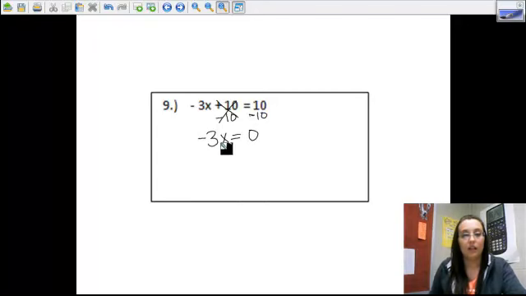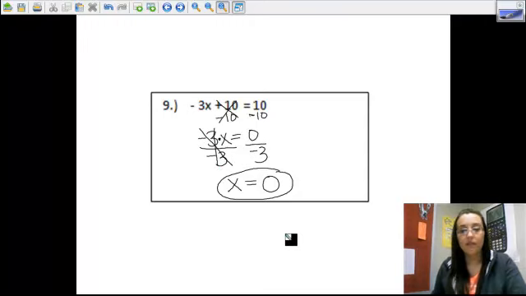Now the last thing that I need to do is undo the multiplication. Opposite of multiplication is division. Divide by negative 3, and I get that x equals 0 divided by negative 3, which is 0. So we've got our answer right there. Remember, negative 3 divided by negative 3 cancels out. That's how we just get our x left on the left-hand side.